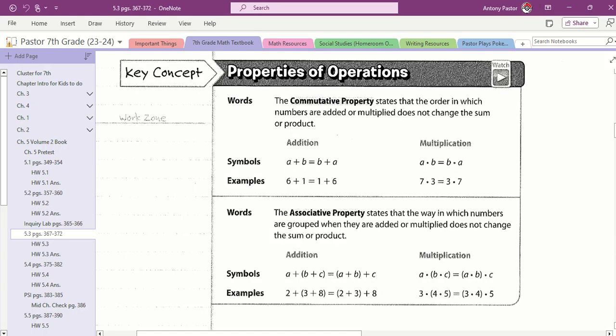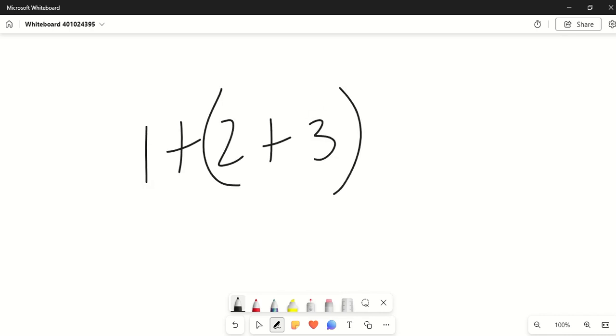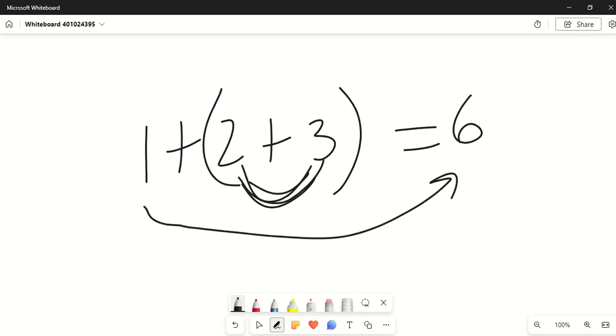The associative property is basically the same thing, but now it's talking about how we group them. The associative property will deal with something like this. 1 plus 2 plus 3, but they're telling us that we must do 2 plus 3 first. This will still be 6. This means do 2 plus 3, which is 5, plus 1 equals 6.